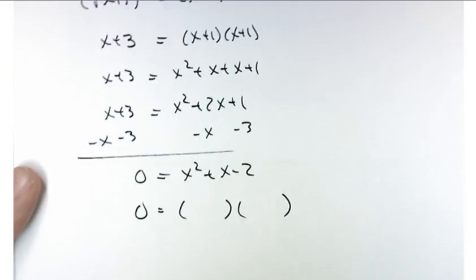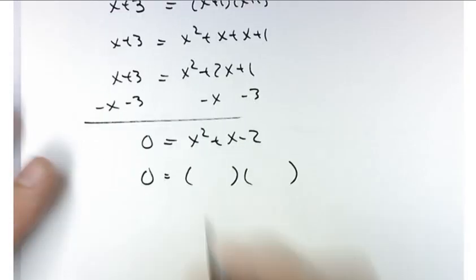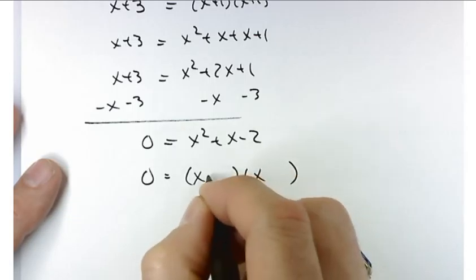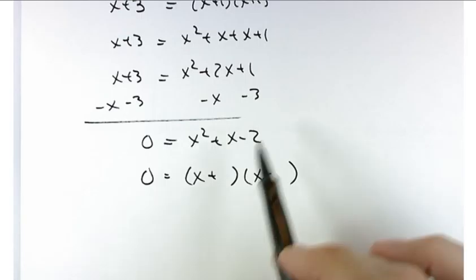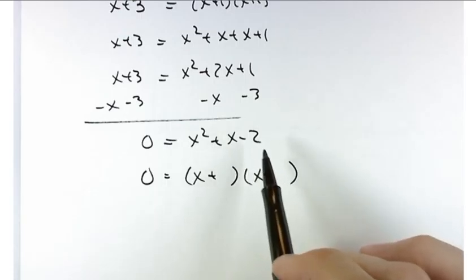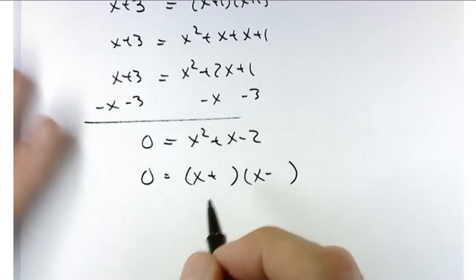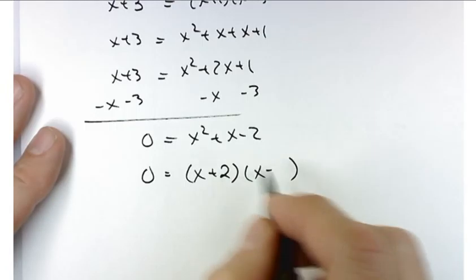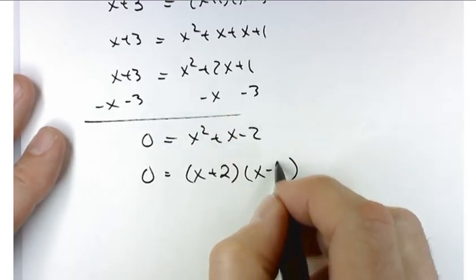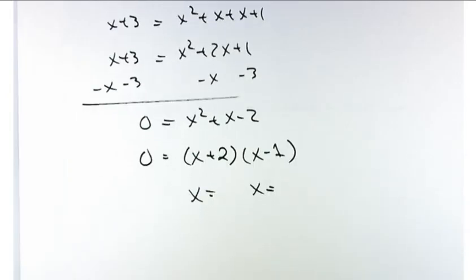Always look to see if something factors. This one factors. I know I need an x and an x, a plus and a minus. And the last two numbers have to multiply to 2, so there's not too much choice there, right? There's 1 and 2. It's just a matter of which one's positive, which one's negative. The bigger one has to be positive, so 2 is positive. That gives me 2 possible solutions.